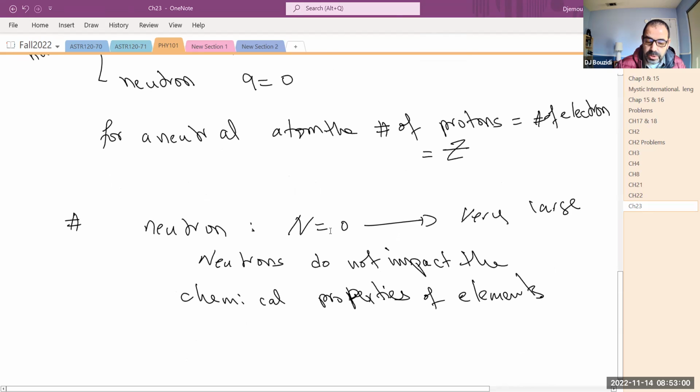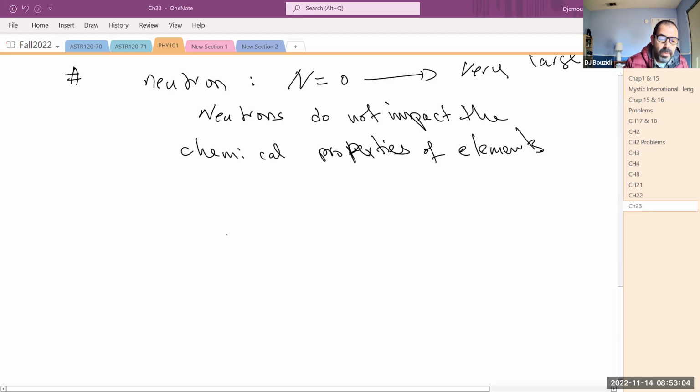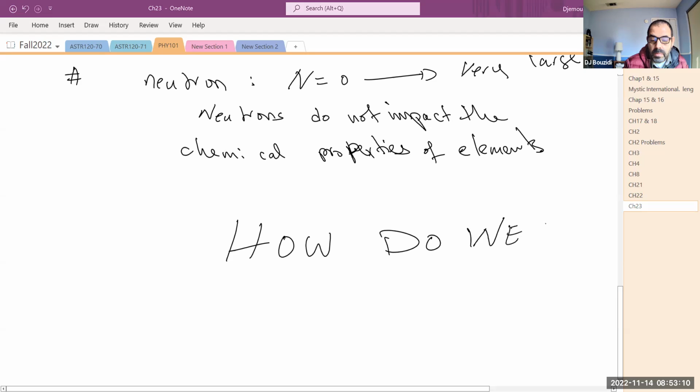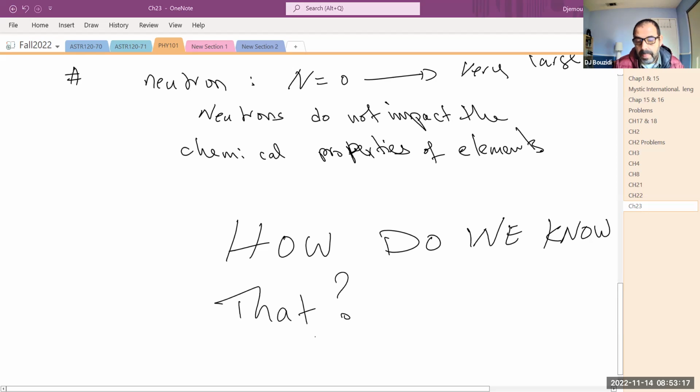So this is basically what we know today of the atom. But how did we get here? That's the big question. Okay. How did we get to this model?